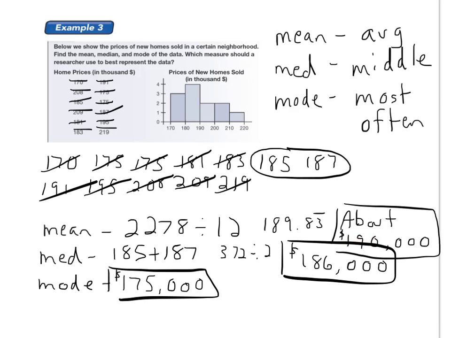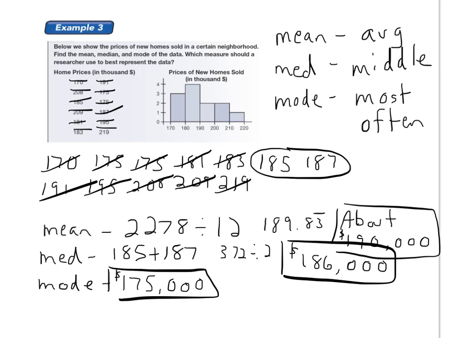Sorry, I got the line through here. My median is $186,000, and my mode is right there, $175,000. Okay, so now again, on this one, it's pretty easy to see that the number that's halfway in between here is 186,000. So if you can do that in your head without adding them up and dividing by 2, that's also okay.